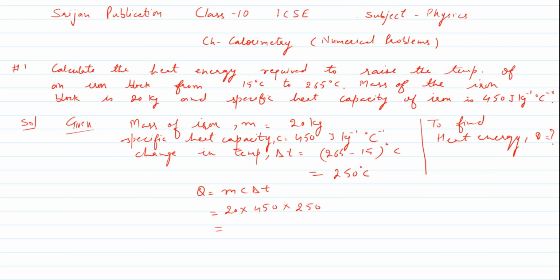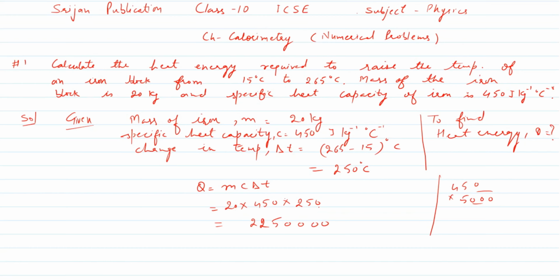Just try to follow the easier path: 25 multiplied by 2 will be 50, with the 0 from 250 and 0 from this 20. So this is 5000 and we have to multiply this with 450. So we'll just count the number of zeros: 1, 2, 3, 4 zeros. And we'll multiply 45 with 5. 5 fives are 25, 2 carry. 5 fours are 20, plus 2, that is 22.